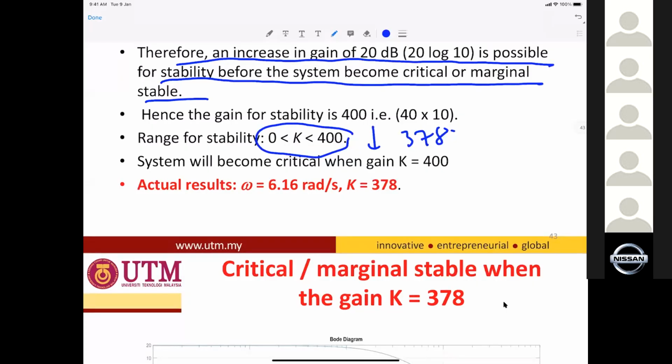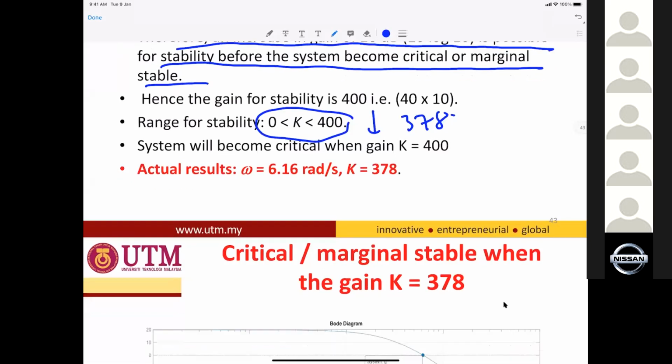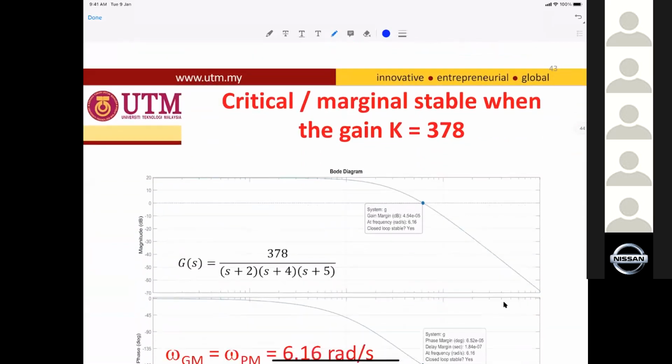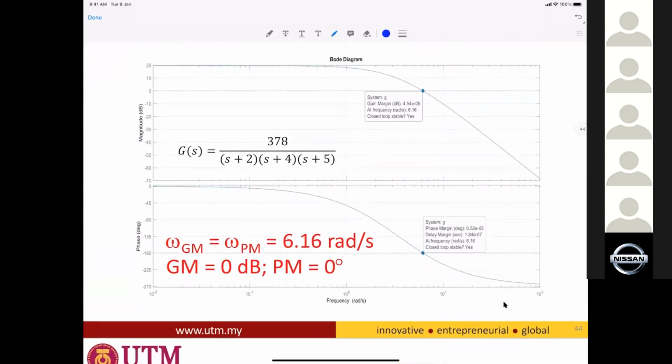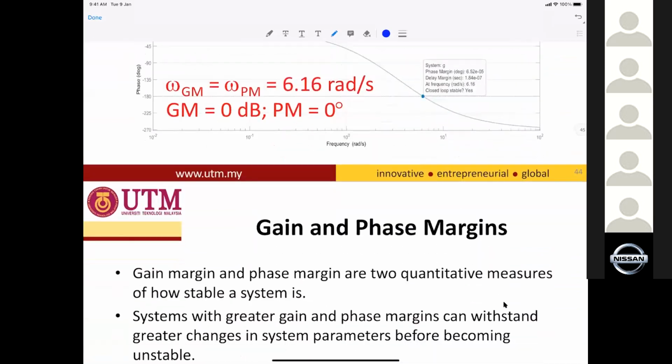Then the actual results: the system will become critical at K equal to 3.78 and 6.16 radian per second, where the gain margin is 0 decibel, the phase margin is 0 degrees, and the gain margin frequency and phase margin frequency are equal at 6.16 radian per second.